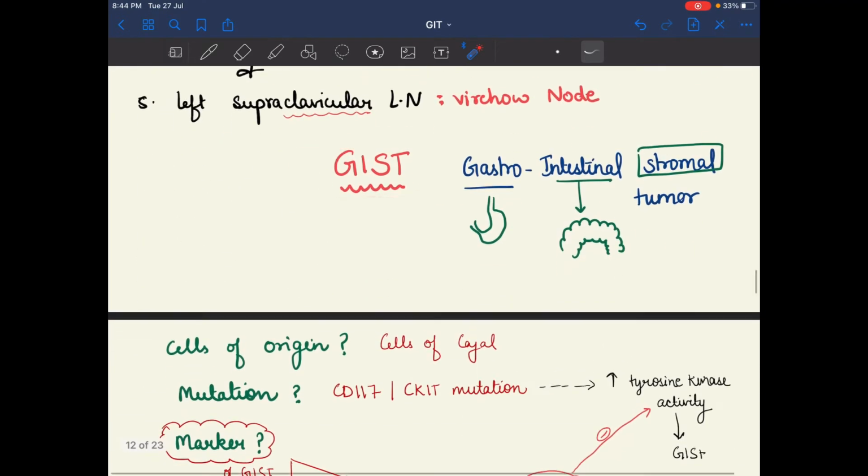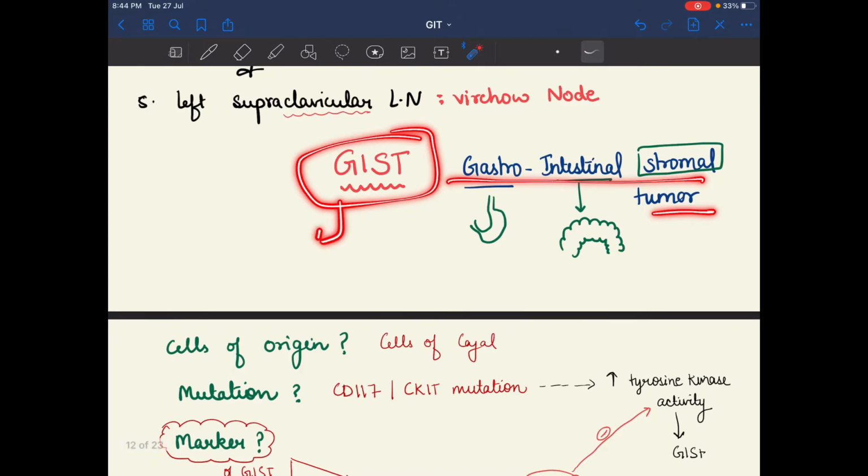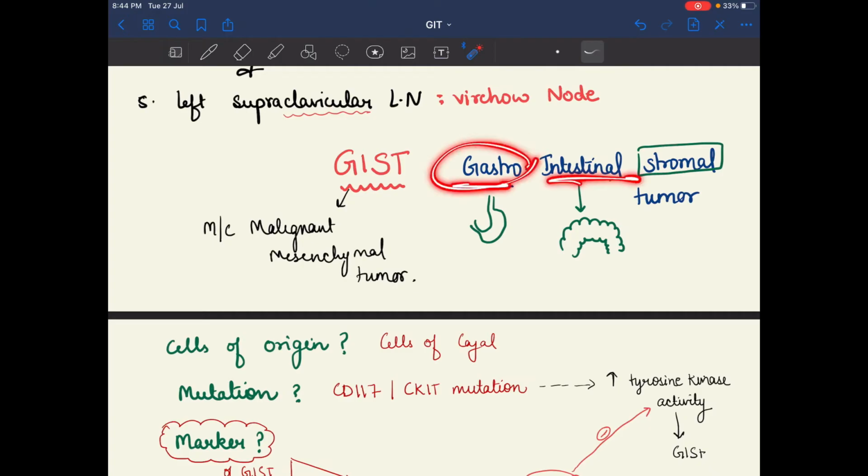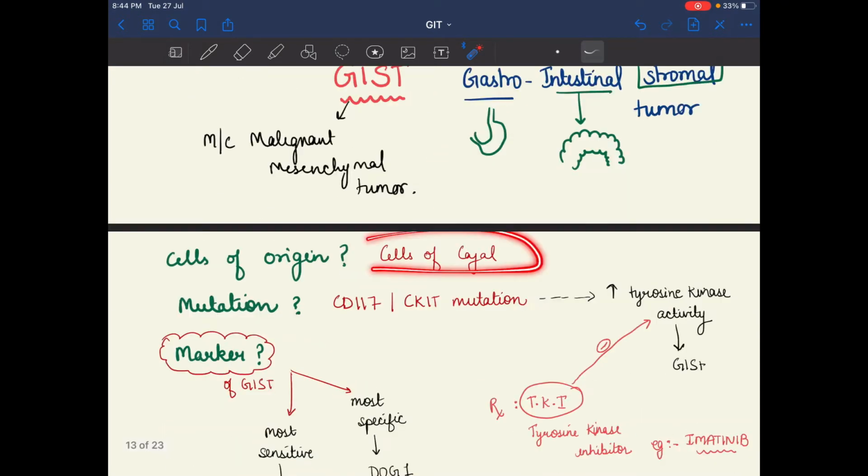Now the next one is GIST, that is gastrointestinal stromal tumor, which is the most common malignant mesenchymal tumor. As the name suggests, gastrointestinal, it may involve the gastric and also the intestinal part. The cell of origin is the cells of Cajal, as I already told at the start of this video. If there is a mutation in the cells of Cajal, then it leads to GIST.